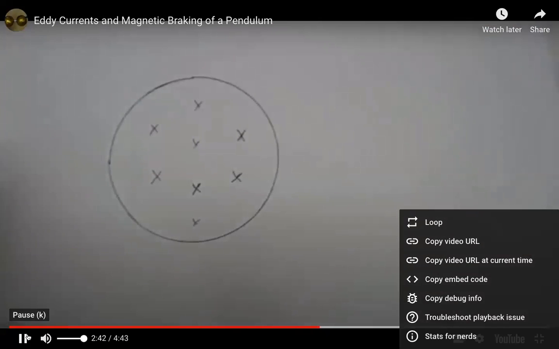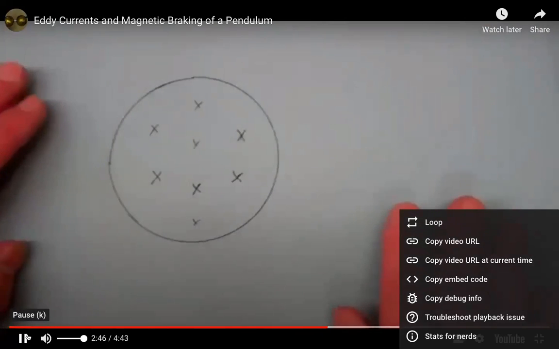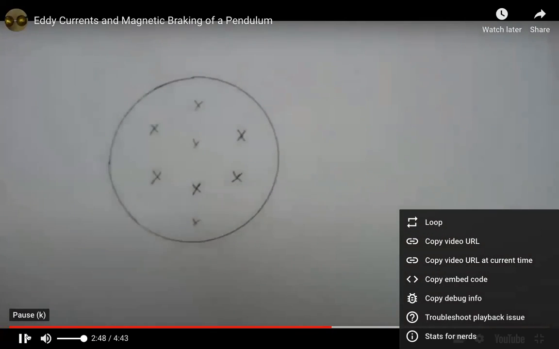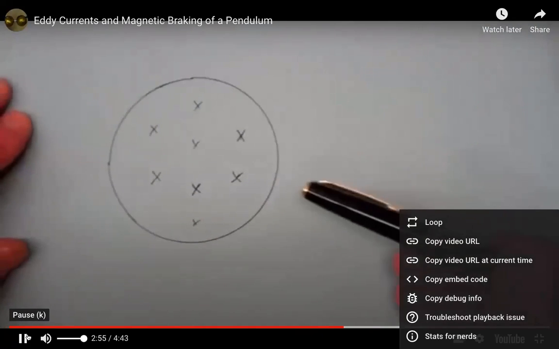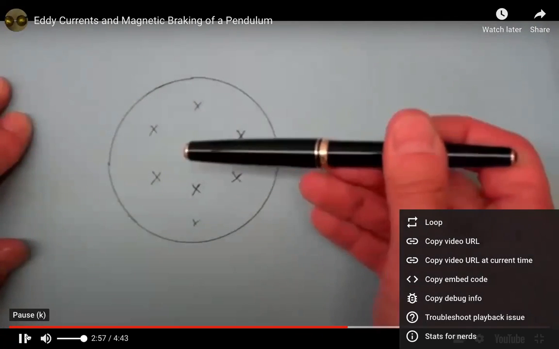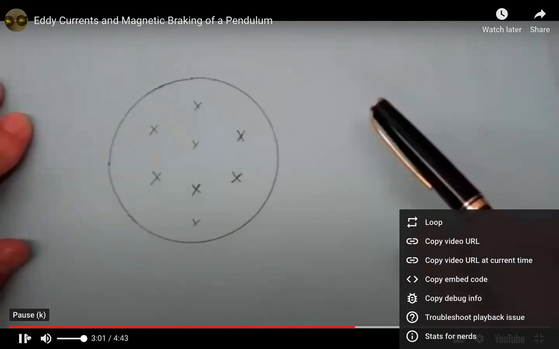Let's see if I can further clarify the eddy currents that will start to occur and the resulting magnetic field due to those eddy currents. So let's say we're sitting in that gap between those two magnetic poles, and we're looking, say, from the north to the south pole. This circle signifies the area of one of the poles, and these X's signify that the magnetic flux density is into the page.